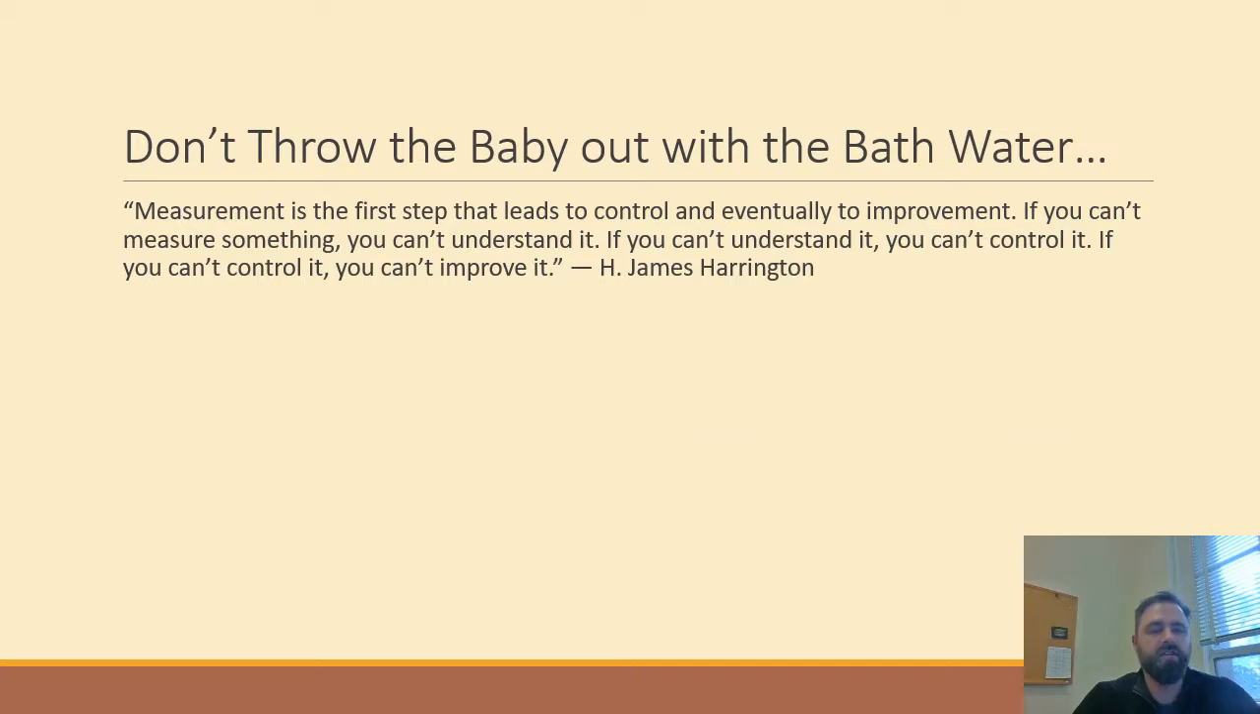And then finally, don't throw the baby out with the bathwater. Measurement is the first step that leads to control and eventually to improvement. If you can't measure something, you can't understand it. If you can't understand it, you can't control it. If you can't control it, you can't improve it. So we're kind of in a catch-22. Impact metrics can have a profound and large impact on the ability to do great work in the world and to know that we're doing great work in the world. At the same time, they can have unintended consequences. They can lead to perverse incentives where people do things that are against the spirit of whatever the organization is really trying to do.